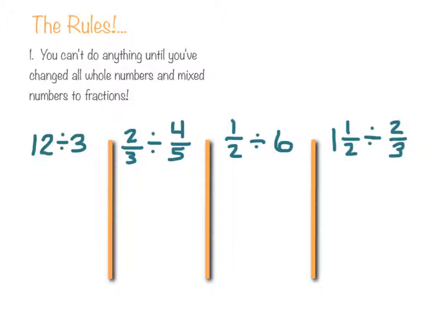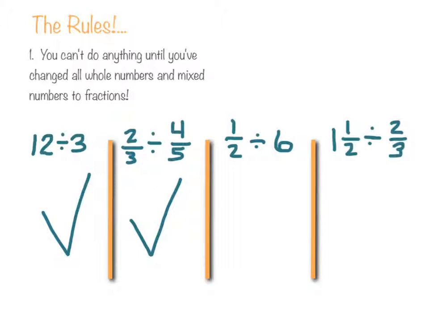Now, that doesn't mean when you have a problem such as 12 divided by 3, all of a sudden you have to start changing those numbers into fractions. We don't need to change 12 divided by 3 into 12 over 1 and 3 over 1 because we know how to solve that problem. So it's good just like it is. Also, when you look at 2/3 divided by 4/5, both of those numbers are in fraction form. So again, we don't need to change the form of those numbers. They are good just like they are.